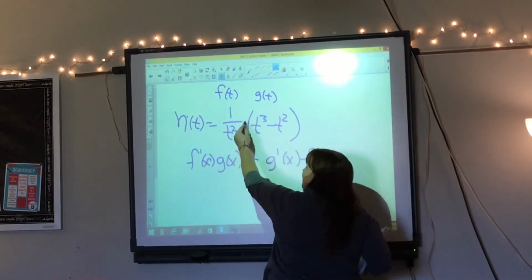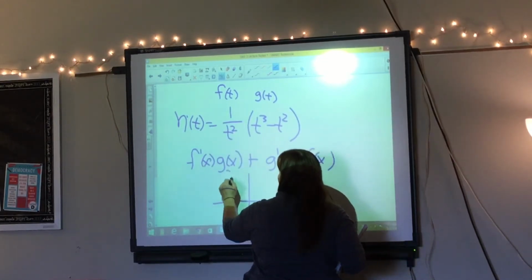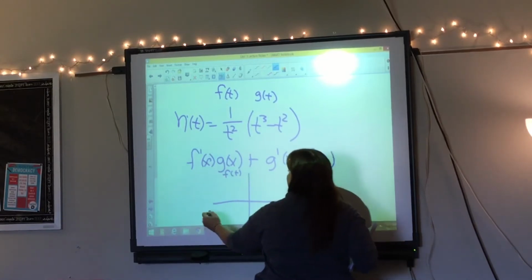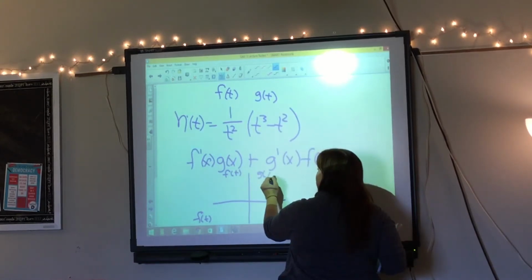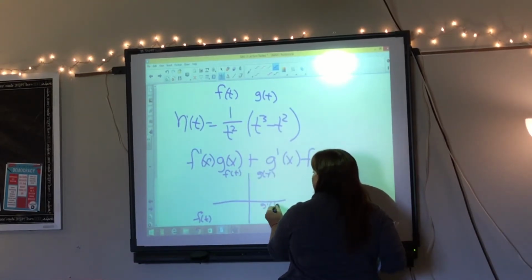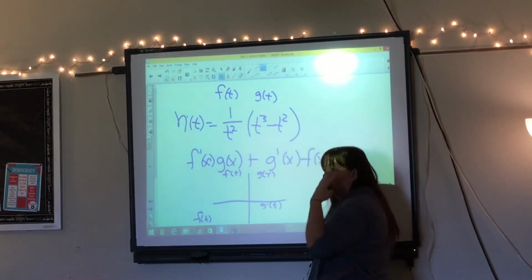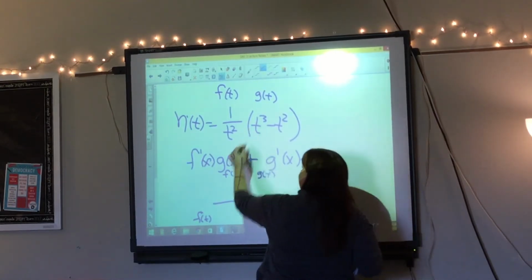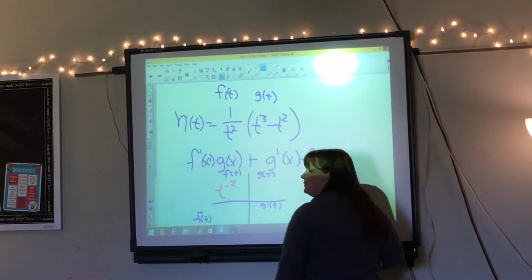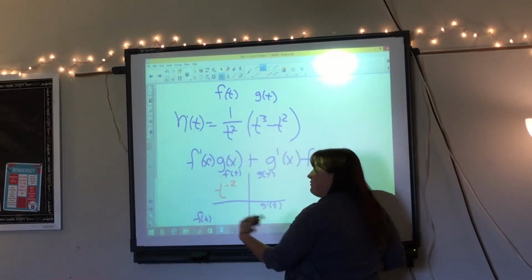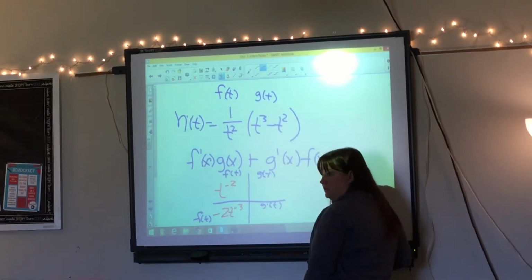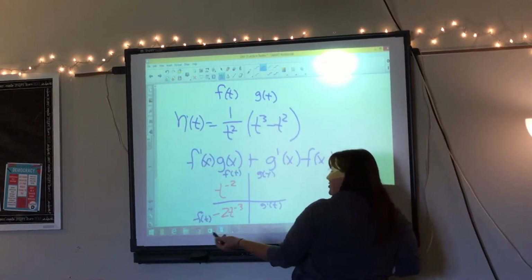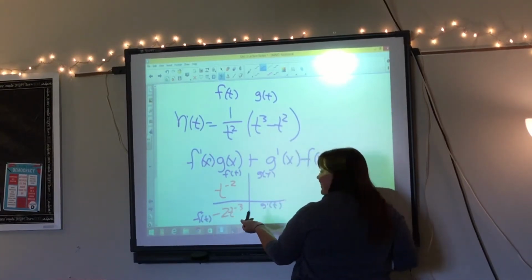So then we make a little chart. We put f of t here, and f prime of t here. Then we put g of t here, and g prime of t here, so that we can just figure them out. Okay? So f of t is t to the negative 2. Therefore, f prime of t is negative 2t to the negative 3. Agreed? Yeah. No? I don't know. You're the one deriving it, my dude.